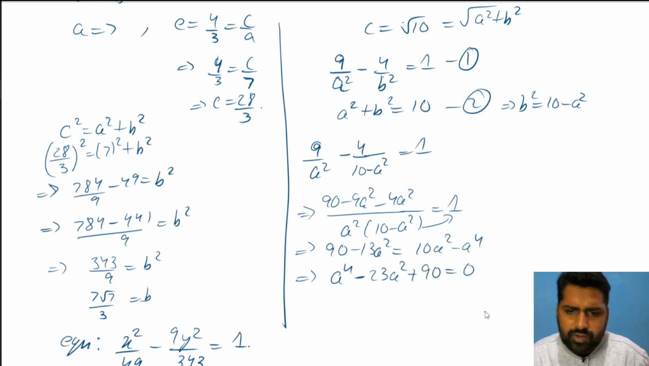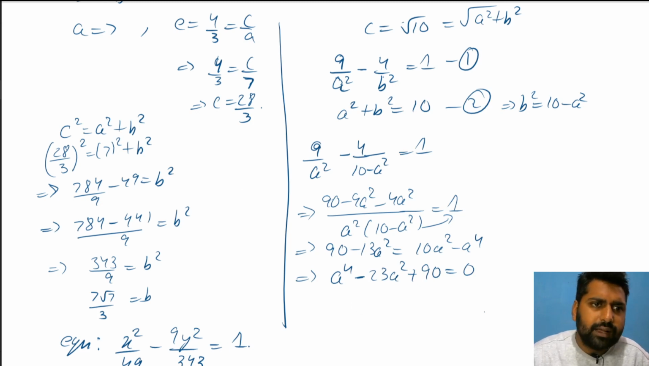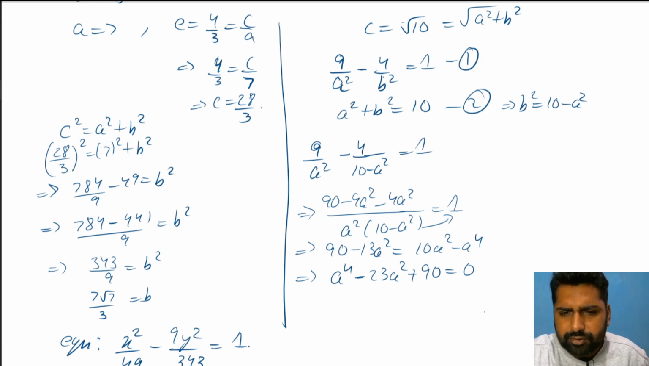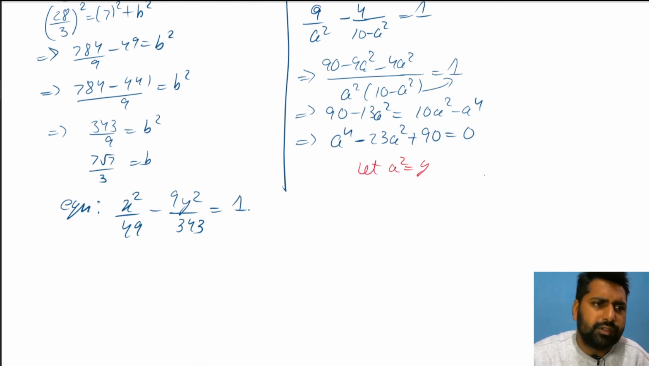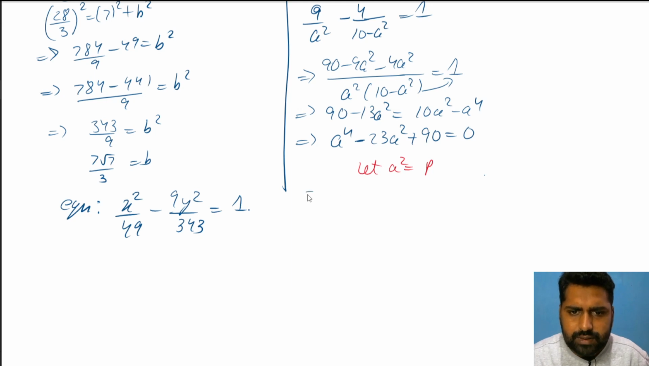So we get some sort of equation in power 4 first of all. Not a problem. Why? If you look very carefully, it is a raised to power 4 and then a square. For the time being, let a square be some y, or if you want you can take any other variable, let's say p. So you will see this equation will actually look like this. If a square is p, then a raised to power 4 is p square minus 23p plus 90.